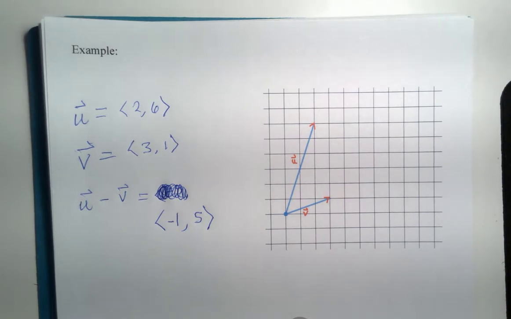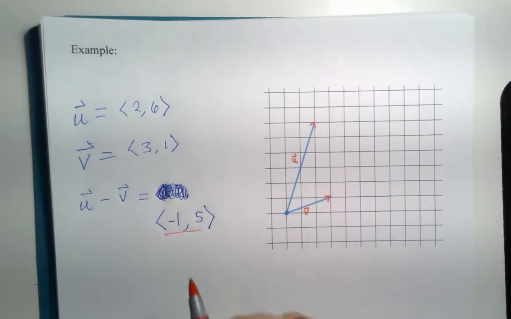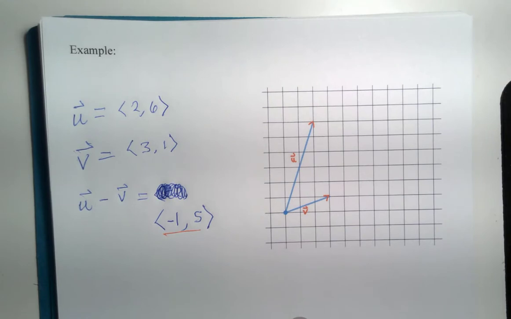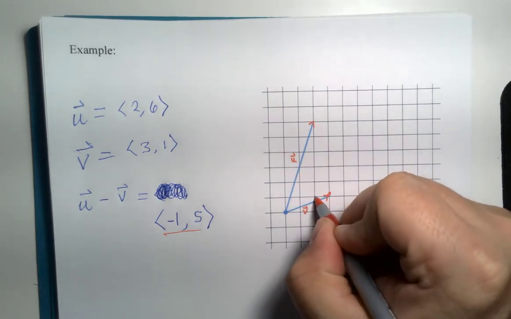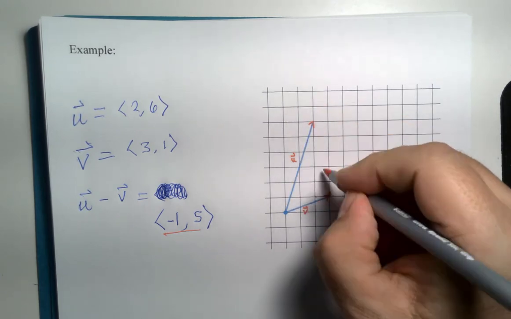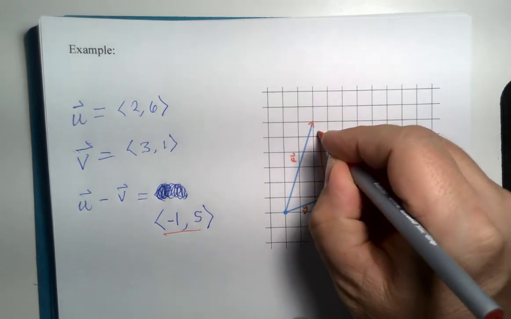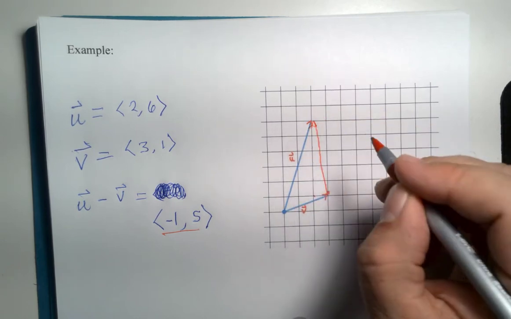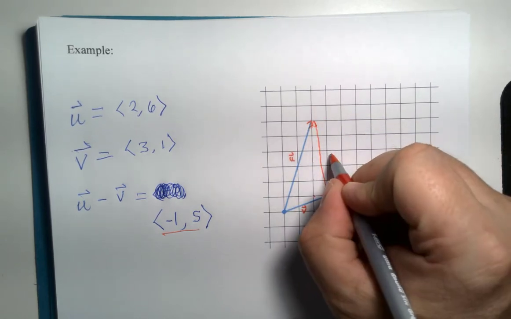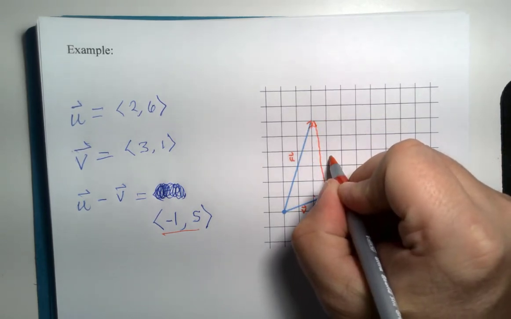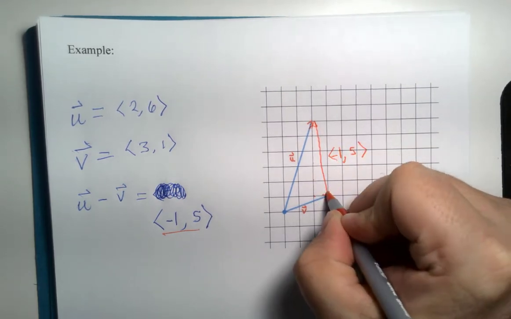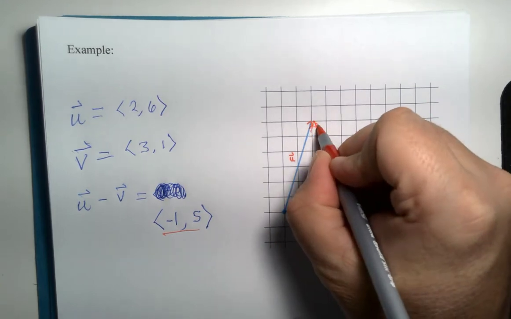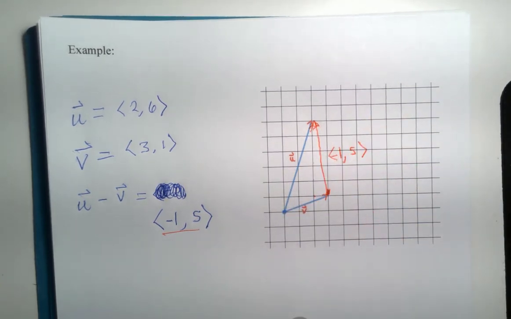Now, enough chit-chat. Where is this vector on that picture? Well, I think you'll find if you start here and go left 1, 1, 2, 3, 4, 5, it happens to be the third side of this triangle. This is the vector u minus v, or negative 1, 5. If you start here and you go to here, it would close in the third side of this triangle.